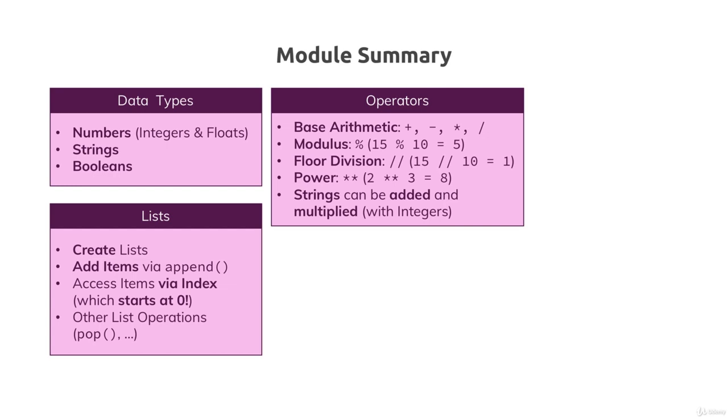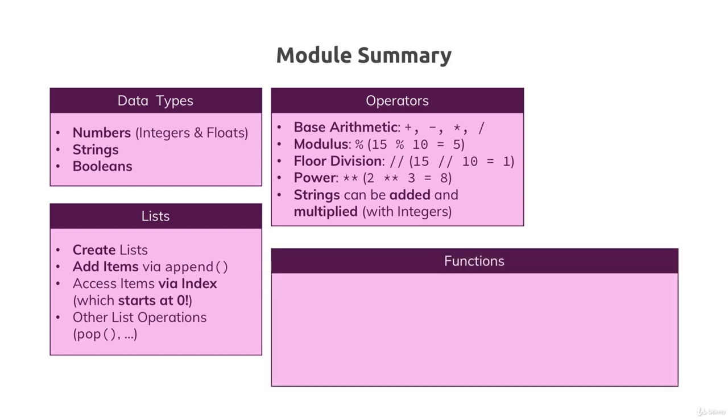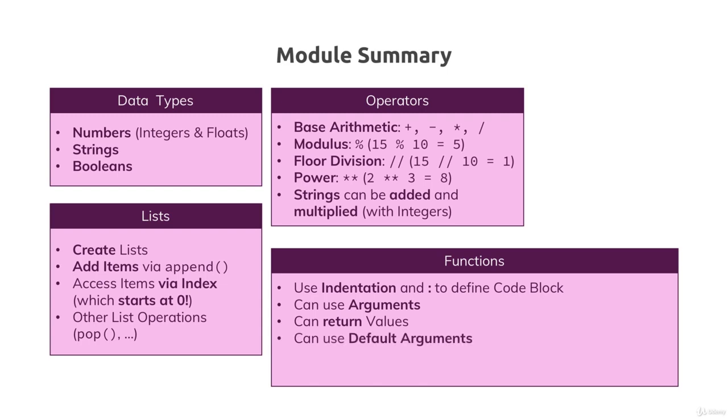Now, also important, we had a look at functions. We learned that indentation and colons define the function block, that we can use arguments, that we can return values, that we can also use default arguments, which allows us to omit arguments when calling the function, and that we can also assign values, data, to arguments by their names, so-called keyword arguments, where we can reorder arguments or skip them, provided that they have a default value.